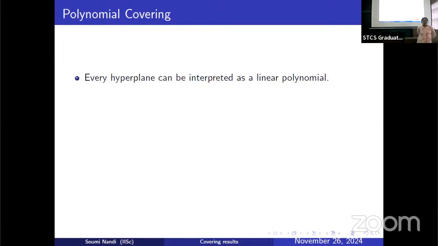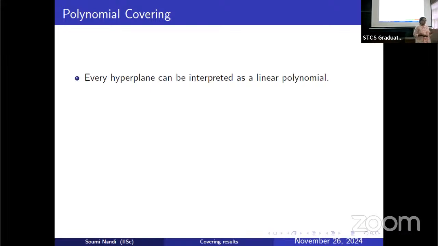Now observe that every hyperplane can be interpreted as a polynomial, as a linear polynomial. If we take the family of hyperplanes that does the covering, and I just take the product of all those hyperplanes, then that polynomial will cover all the vertices. That means the polynomial has 0 at every corner except the all 0.